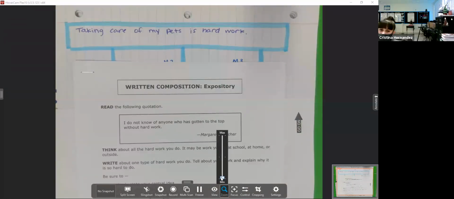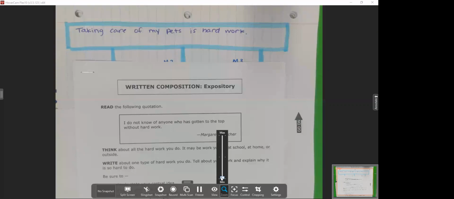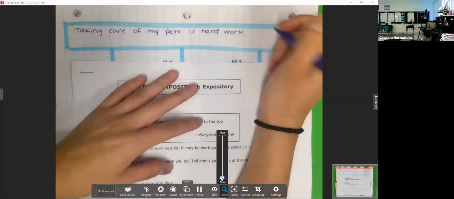Why is it hard work to take care of our pets? What are our three main ideas? I mean, they're animals, so they can be a little wild and just run out of random places. What are our three main ideas? We said why taking care of a pet is hard work. Taking them a bath and entertaining them. Taking a pet to shower, that's really hard. No. Well, let's say if you have a dog. Taking care of my pets is hard work.